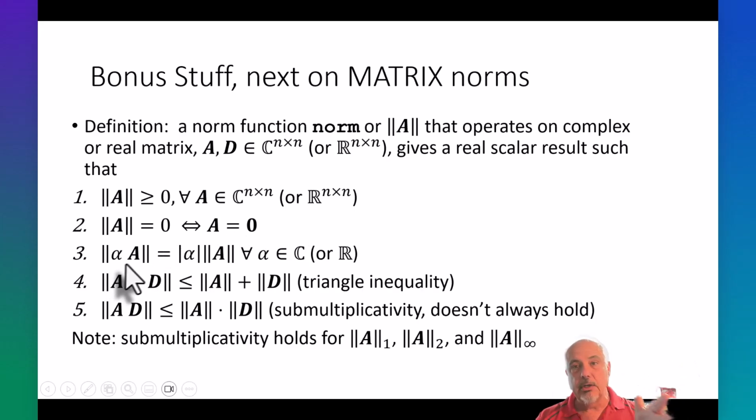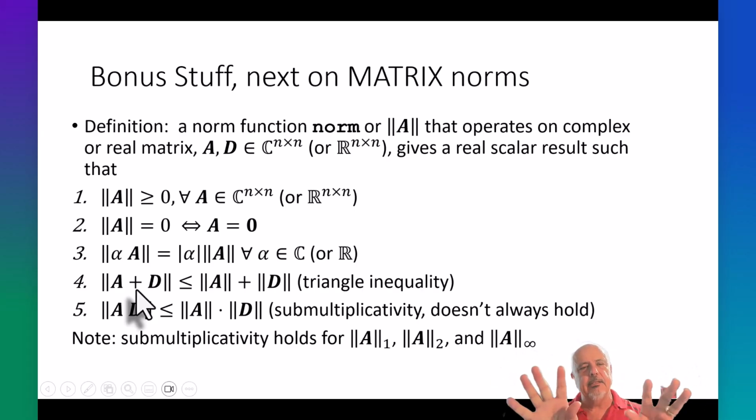And if I take a scalar times that matrix, then that's going to be the absolute value of the scalar times the norm of that matrix. If I take two matrices and add them together, the norm of that is going to be less than or equal to the sum of the norms of the individual matrices. So that's the triangle inequality.